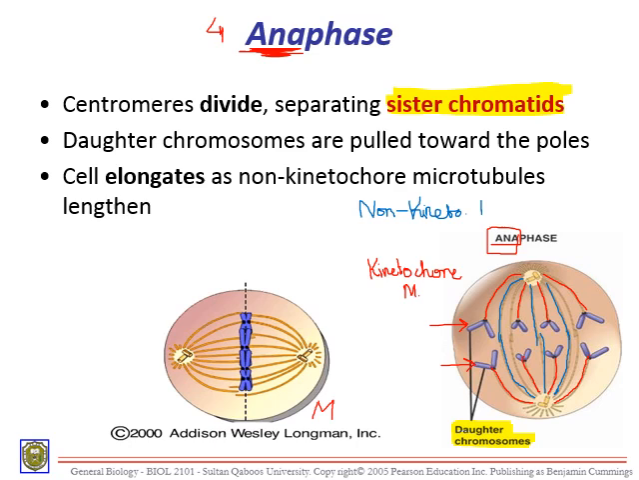Non-kinetochore microtubules. What's the function of non-kinetochore microtubules? They interact together in order to make the cell longer, in order to elongate the cell. Notice here that the cell is starting to elongate. Remember that the main function of mitosis is to produce two daughter cells. So from one cell, you are producing two cells, which means that you need to elongate the cell. And these non-kinetochore microtubules, their function is to interact together in order to make the cell longer. While on the other hand, the kinetochore microtubules, their function is to pull the sister chromatids or the daughter chromosomes to opposite poles of the cell.